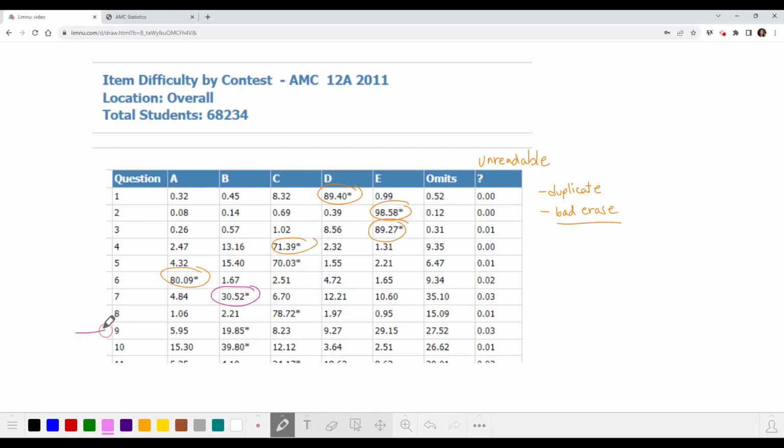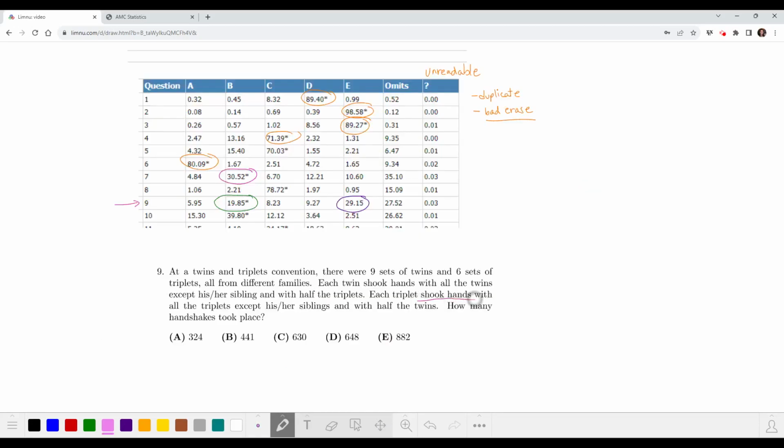And another thing we notice in problem number 9, we get about 20% of the students answering this problem correctly, but a higher percentage of students actually selected the wrong answer. Let's take a closer look at problem number 9. This is a handshake problem. Here's the right answer, and here is a more popular wrong answer.